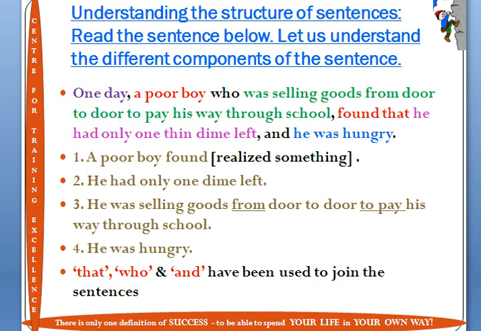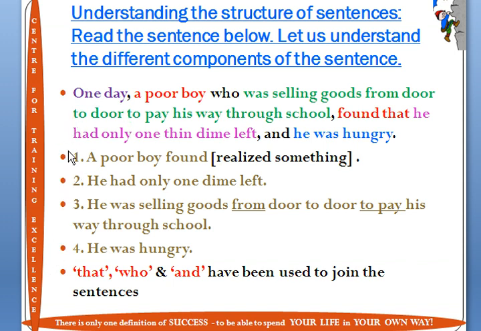Let us understand the structure of longer sentences. Read the sentence below. Let us understand the different components of the sentence. One day, a poor boy who was selling goods from door to door to pay his way through school found that he had only 1 thin dime left and he was hungry. This sentence is made up of 4 shorter sentences.